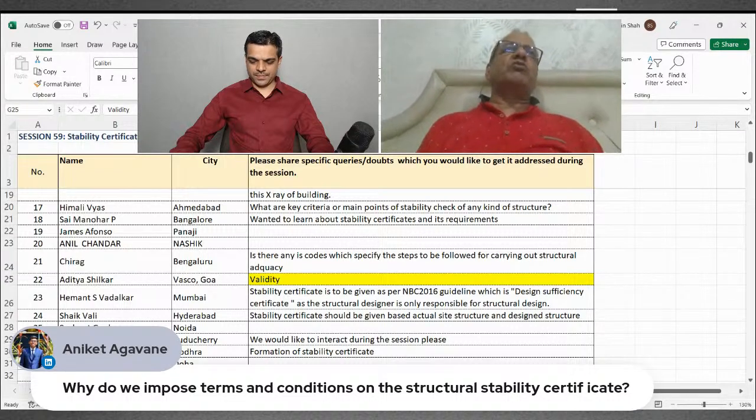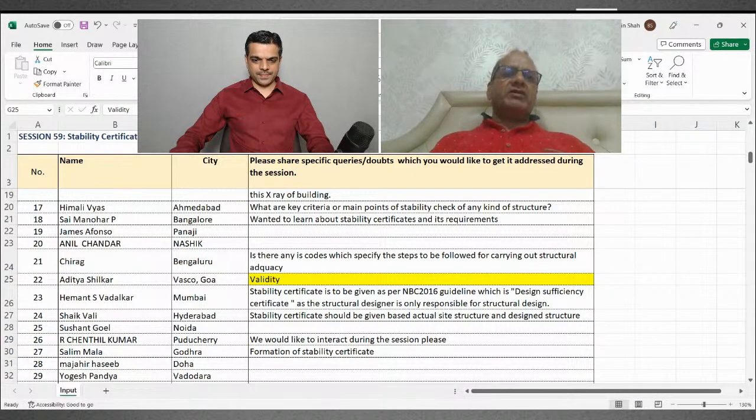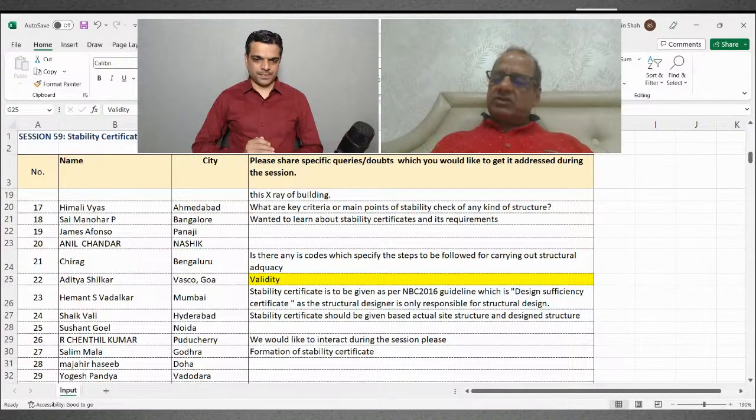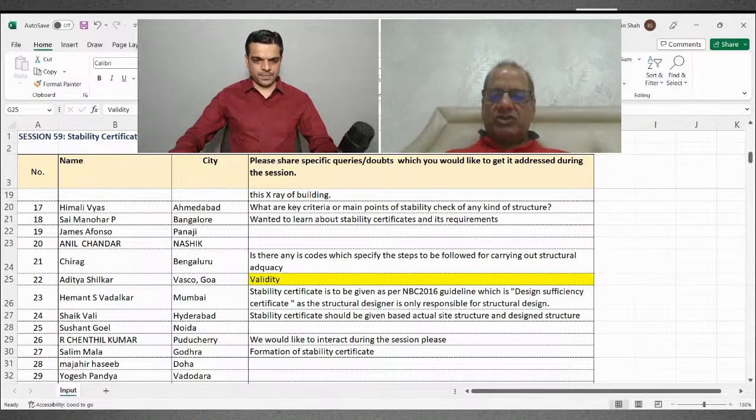Generally, the IS code does not mention it, but based on the return period of the loads and the durability of the material strength, the cube test probabilistic approach, it is assumed that 60 years is the design life of structures. So your stability certificate is also valid for 60 years, subject to no additional alterations being done in future. The moment there is any additional alteration, this stability certificate will have to be reaffirmed. That is it. Stability certificate is to be given as per the NBC 2016 guideline, which is the design sufficiency certificate.